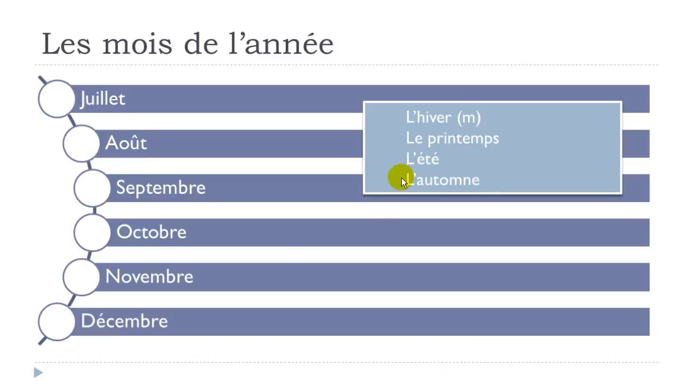L'automne. And same thing here, it should be M, automne, masculine. L'automne. Okay, so let's repeat it. L'hiver, le printemps, l'été, l'automne.